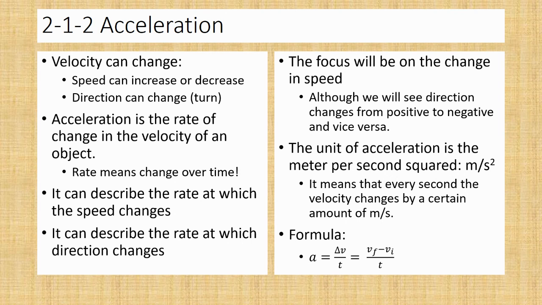Now, the unit of acceleration is meters per second squared, meaning that every second that goes by, velocity changes by a certain amount of meters per second. And we calculate acceleration by looking at the change in velocity over time. And remember that that Greek letter delta, or excuse me, that triangle shape there, means change. And change is always final minus initial.